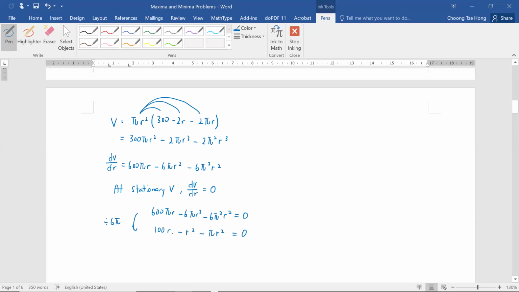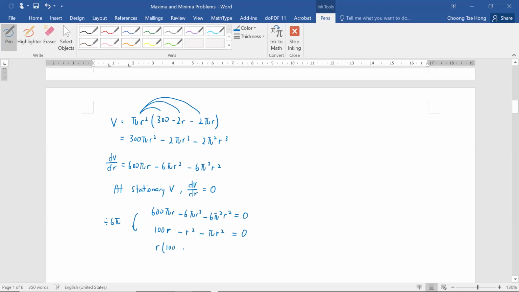You may be wondering, there's also a common factor of r, right? But when you do solving equations such as this, you should never divide throughout by the variable. If not, you may end up losing some solutions. R is the variable here, so never divide throughout by the variable. You can only divide throughout by numbers and constants. From here, we're going to factorize out the r.